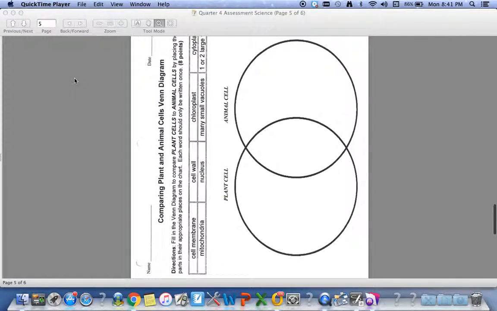Okay, please turn your paper from your test to where you can read it, and I will go ahead and read it. Comparing plant and animal cells Venn diagram. Directions. Fill in the Venn diagram to compare plant cells to animal cells by placing the provided parts in their appropriate places on the chart. Each word should only be written once. This is for 8 points. Cell membrane, mitochondria, cell wall, nucleus, chloroplast, many small vacuoles, cytoplasm, and 1 or 2 large vacuoles.